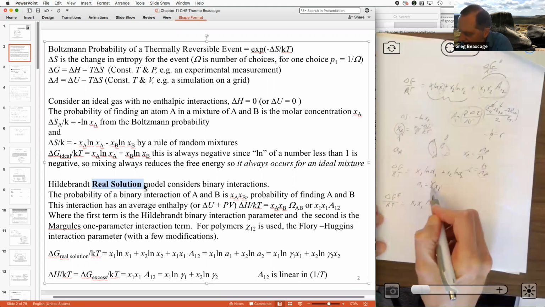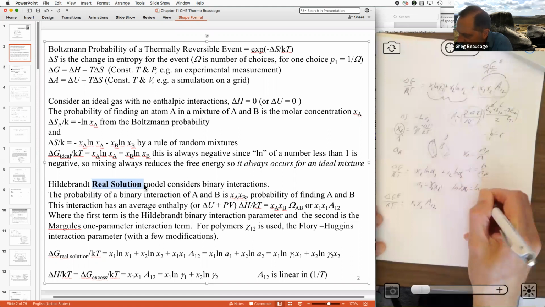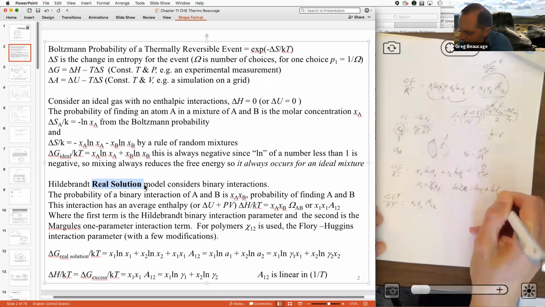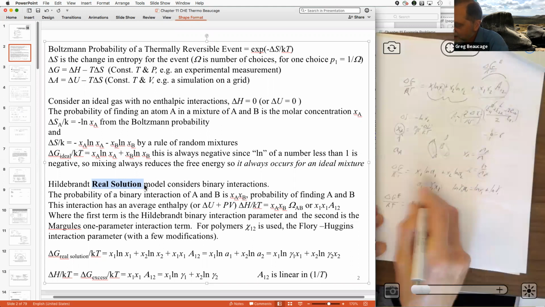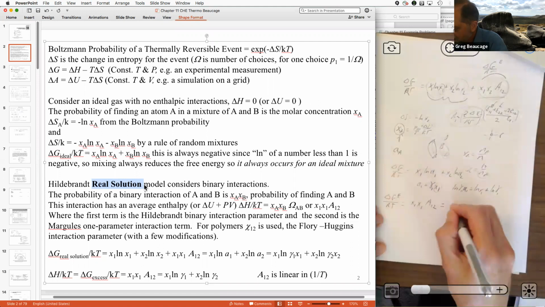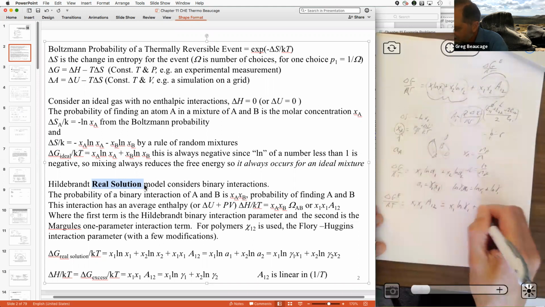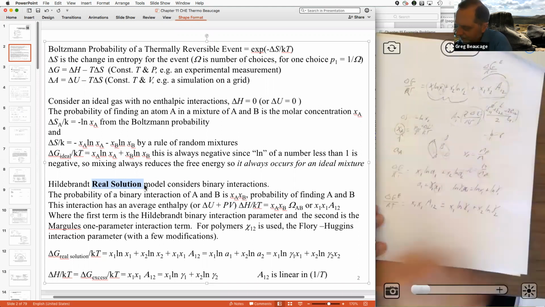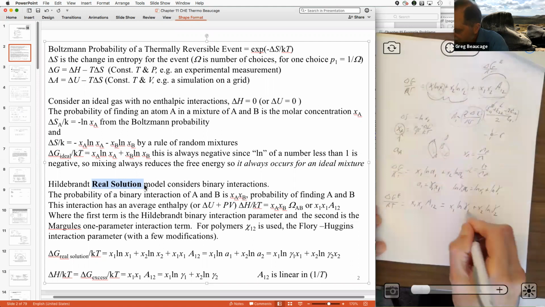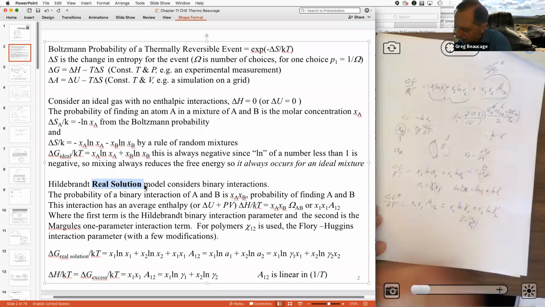So if I have ln of gamma 1 X1, that equals ln of X1 plus ln of gamma 1. I can break this expression up into the original ideal mixing term, and then this other term, which looks just like it, but instead of ideal mixing it's going to have X1 ln gamma 1 plus X2 ln gamma 2. These are called the activity coefficients. So gamma equals the actual activity divided by the mole fraction.